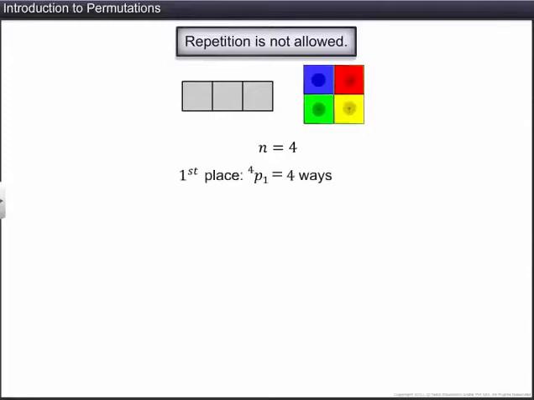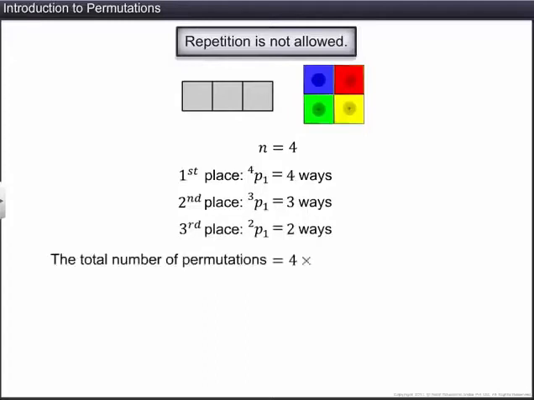This implies that the first place can be filled in 4p1 ways. Now, we are left with 3 tiles. To fill up the second place, we have to take 1 tile from the 3 tiles. This can be done in 3p1 ways. Similarly, the third place can be filled in 2p1 ways. By the principle of multiplication, the total number of permutations is 24.